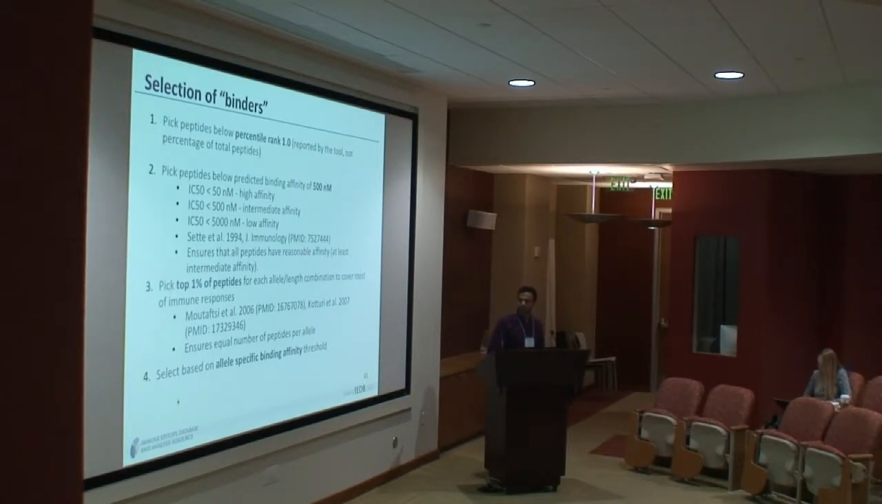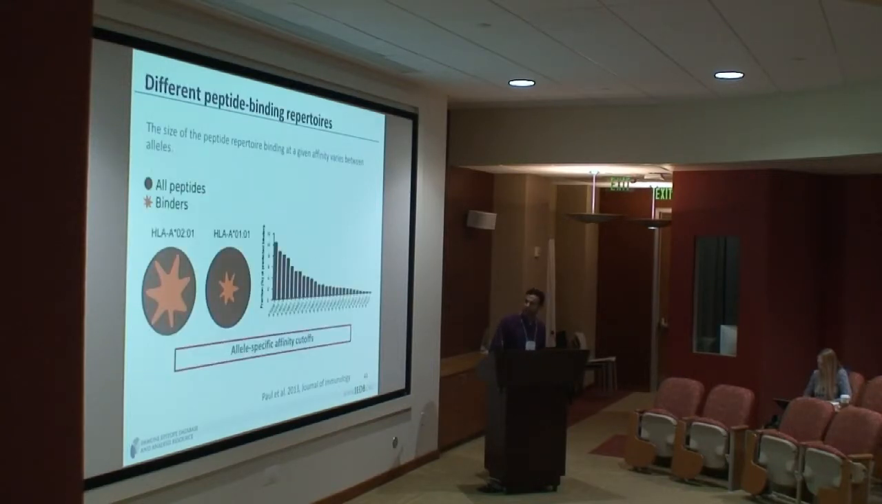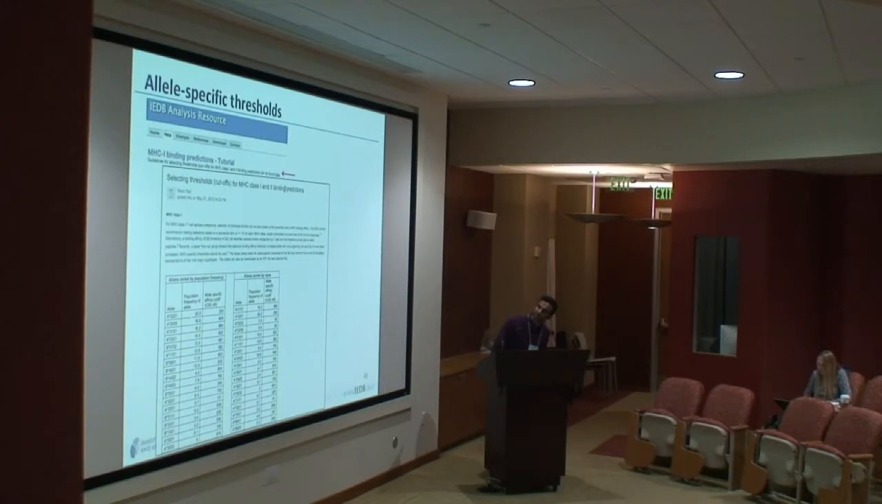Or you can choose binding affinity according to your allele, which has been published in a paper in 2013. It has shown that different alleles have different peptide sizes. That means this allele is binding more peptides than this allele, so the binding affinity of this allele will be different. That's why we have allele-specific affinity cutoff as well. If you want to know the cutoff of your particular allele, you can go to the help page. On this help page, it will list the binding affinity that we recommend for each of the alleles.